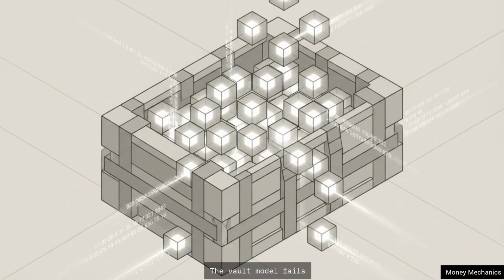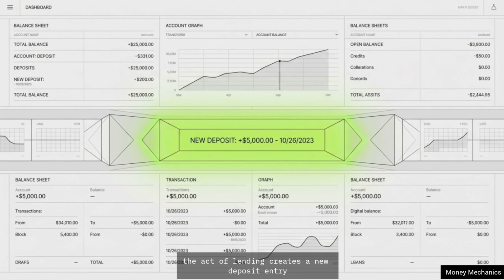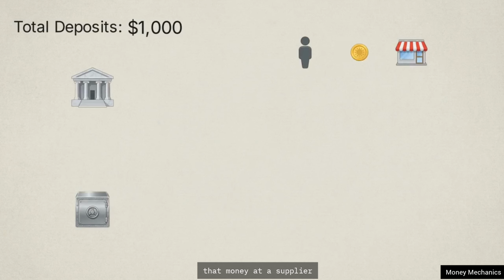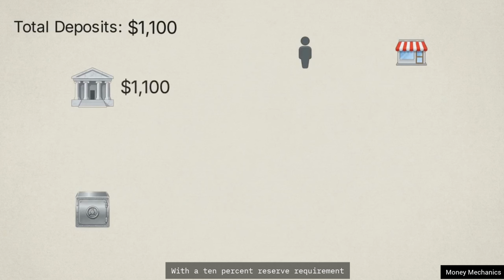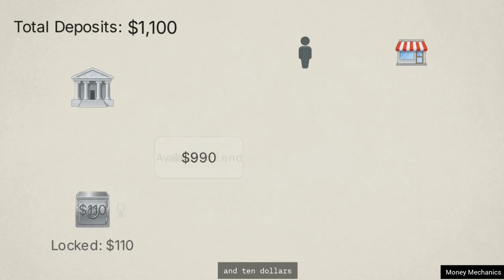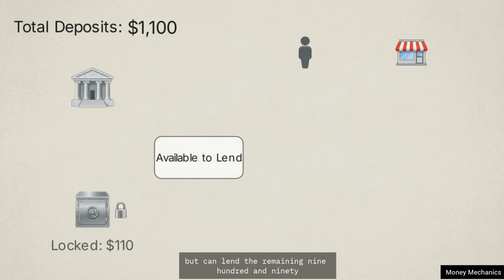The vault model fails because it treats banking as physical storage. In a modern economy, the act of lending creates a new deposit entry, adding to the total money supply through accounting alone. The borrower spends that money at a supplier, who redeposits it. The bank sees a new deposit to back more lending. With a 10% reserve requirement, it locks away $110, but can lend the remaining $990.